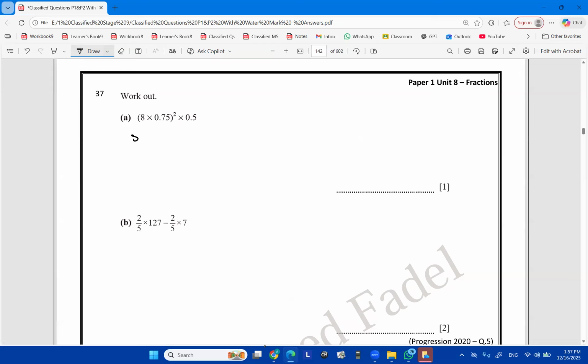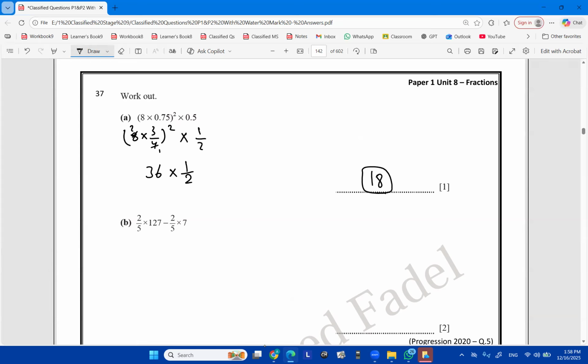It is 8 multiplied by 3/4. 0.75 is actually 3/4, squared, times half. You can make the half into a fraction as well. It's up to you. So here, 8 times 3/4, simplify, then multiply. Divided by 4 is 1, divided by 4 is 2. 2 times 3 is what? 6. 6 squared is 36. So what is the half of 36? Or 36 times half, or 36 divided by 2 is 18.